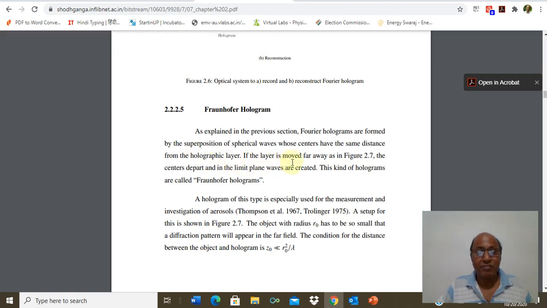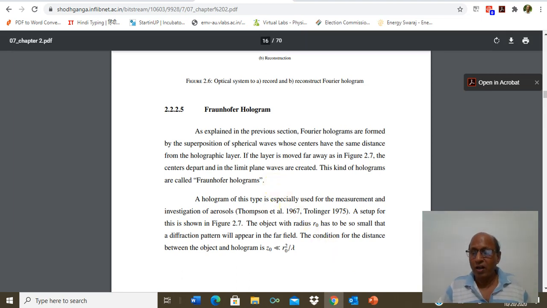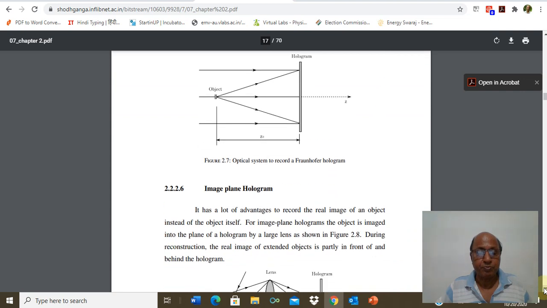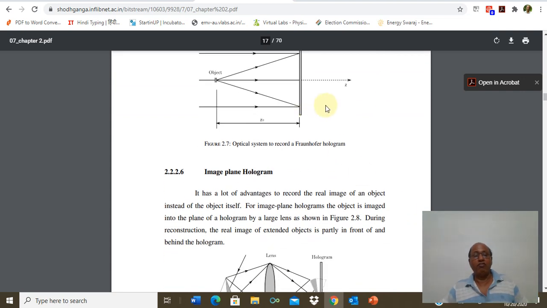But if the distance between the object plane and the reference plane and the photographic layer, the holographic recording plate, is moved far away, that means if the distance increases, then this kind of hologram is called a Fraunhofer hologram. I am saying Fraunhofer hologram because it uses the diffraction phenomena also in the image formation. So this was the Fraunhofer hologram.